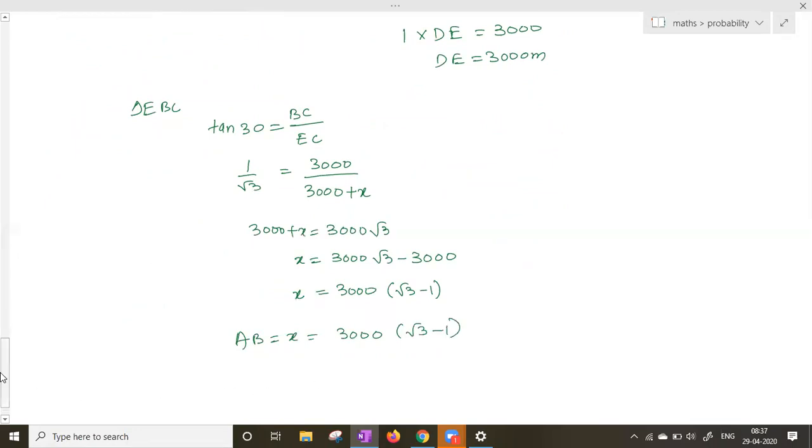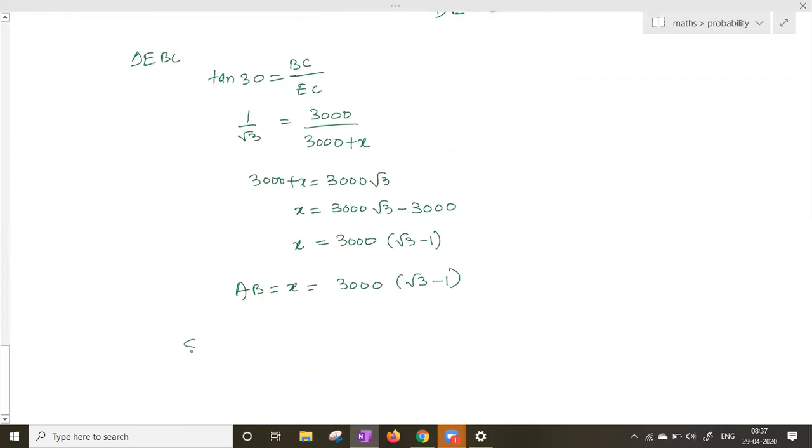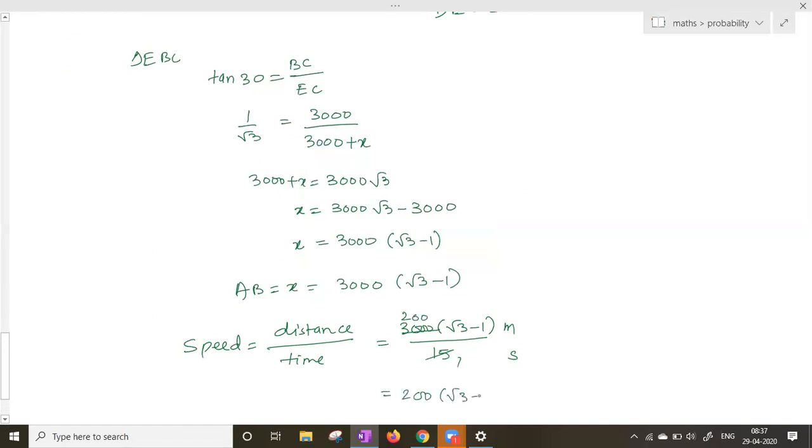Now we have to calculate the speed. AB distance is DC, that is X. We have calculated. Now speed is equal to distance by time. So what is distance? 3000 into root 3 minus 1, divided by time, which is 15 seconds. These many meters and this is seconds. So we'll get the speed in meters per second. 3000 divided by 15 is 200. So 200 into root 3 minus 1 meters per second is the speed.